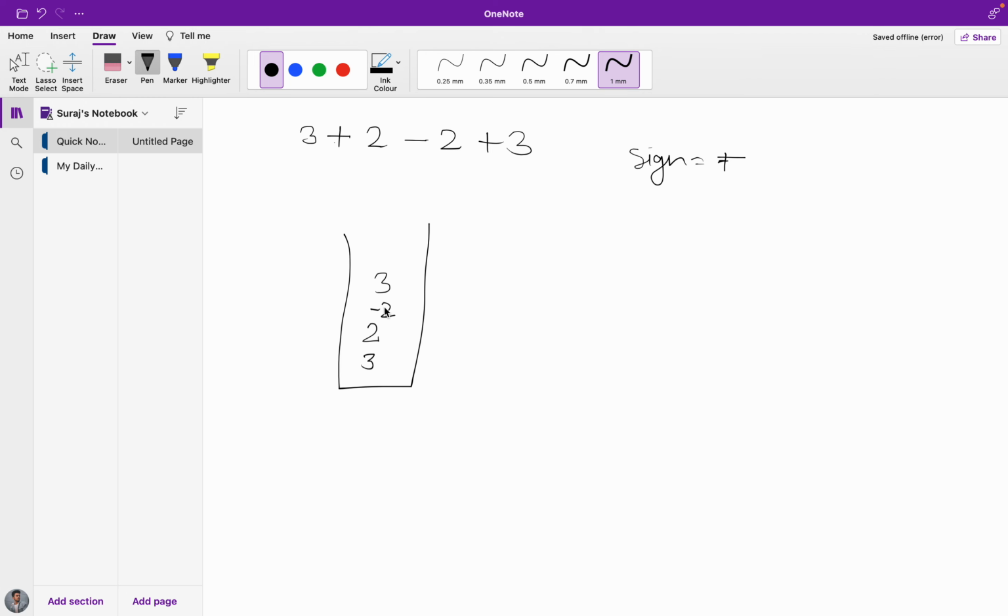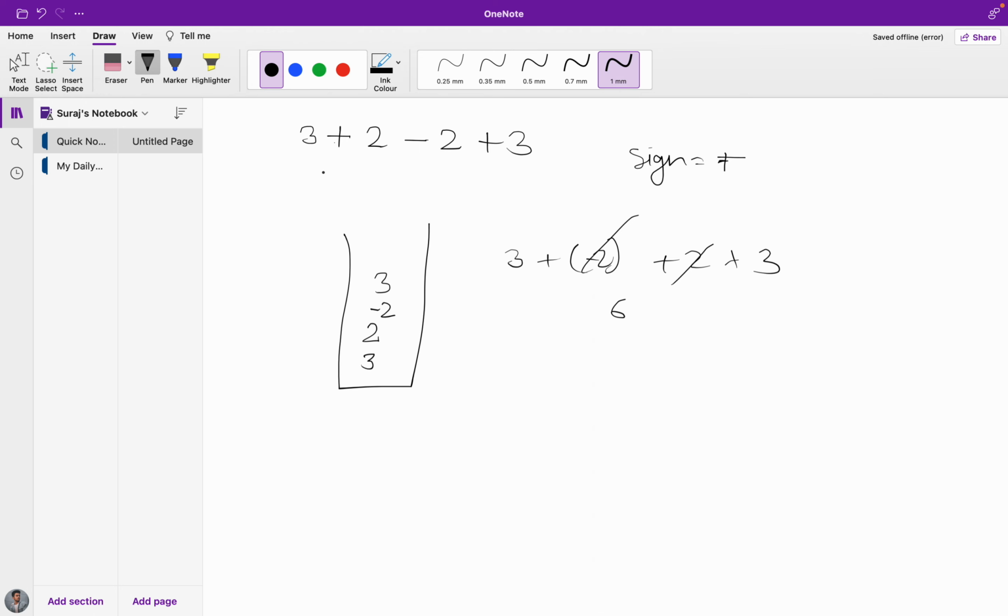I will insert 3. Now at the end, what I am going to do is pop out each element from the top of this stack and add it into the answer. I will add all of them: 3 plus minus 2 plus 2 plus 3. So the answer is what? It's 3 plus 3, 6. They will cancel. So this will be the basic approach for solving the question in which we do not have any multiplication or division.